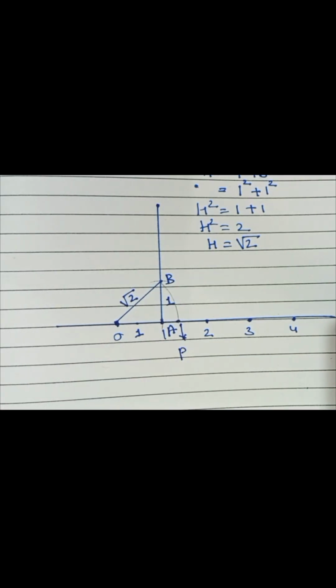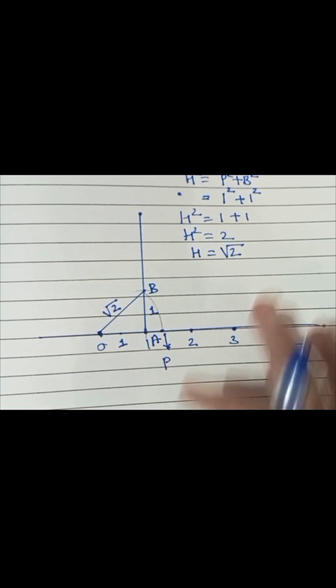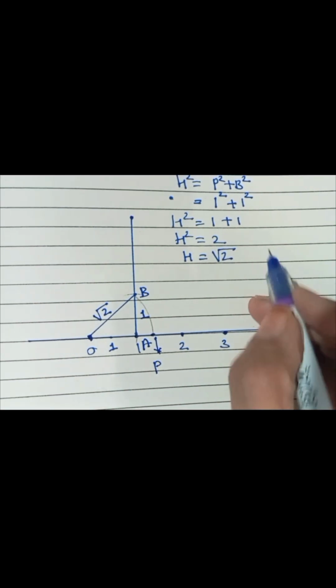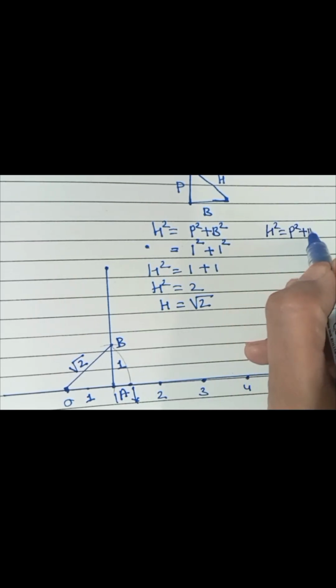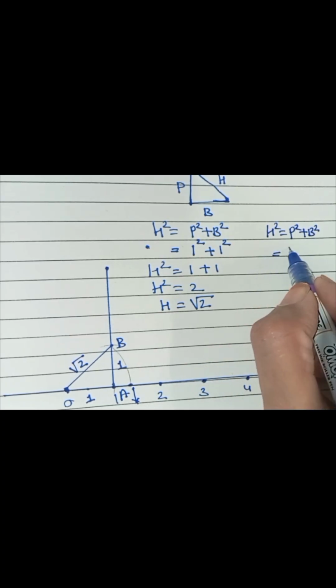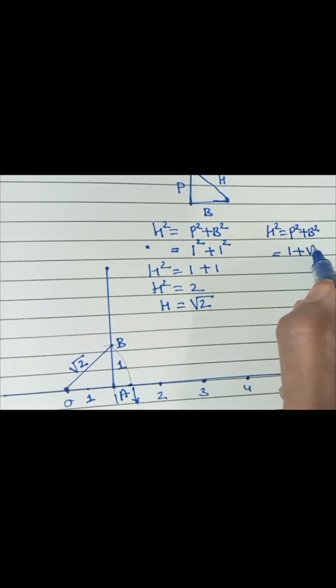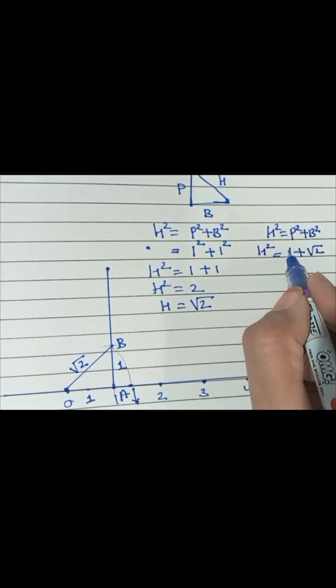In the same way, suppose you want to calculate the value of root 3. How will you calculate root 3? What is the condition for root 3? Again we will use h square is equal to p square plus b square. For root 3, the condition is that the perpendicular should be 1 and the base should be root 2. Then h square is equal to p square plus b square.